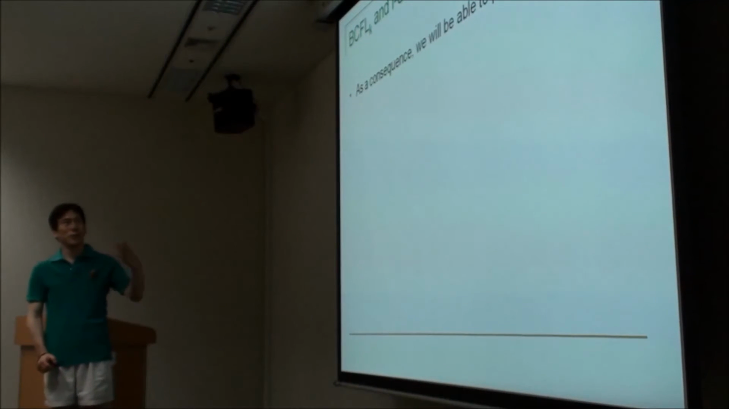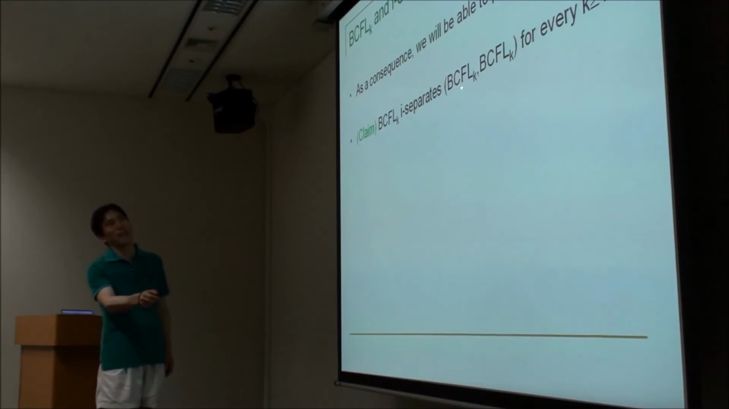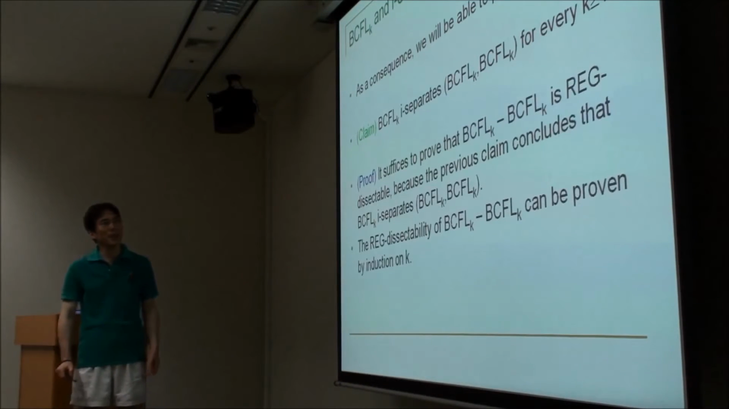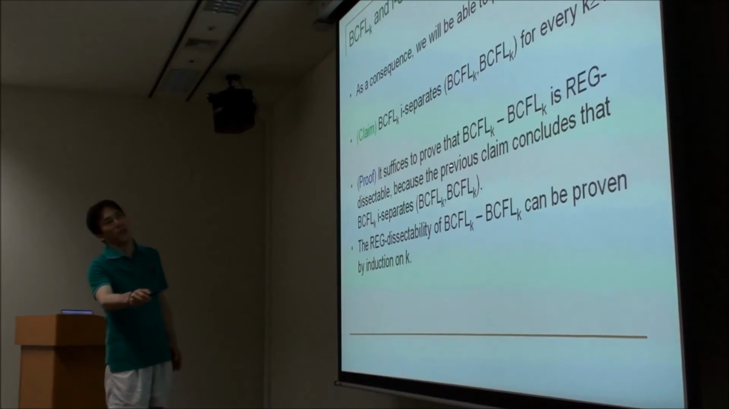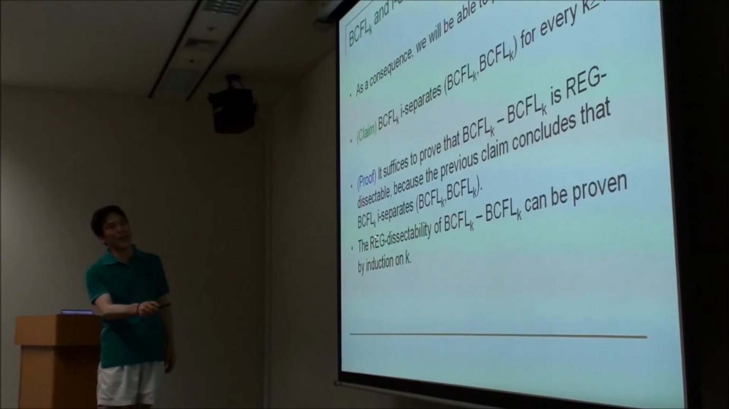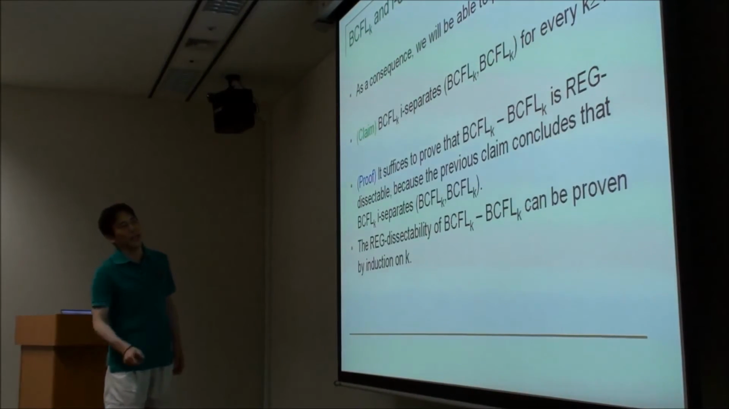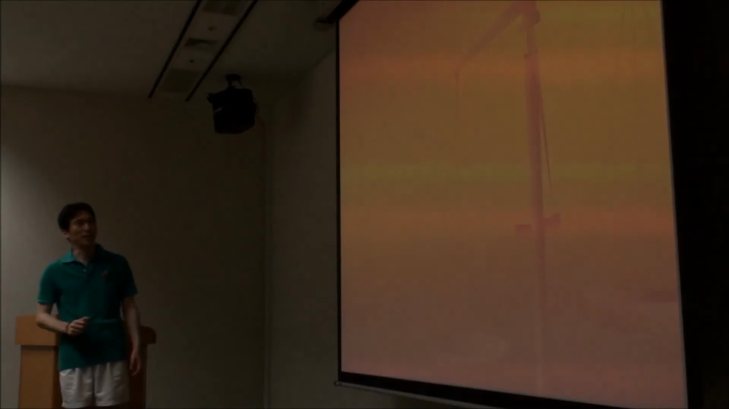Now we state the separation result. BCFL_K I-separates BCFL_K comma BCFL_K for every level K. The proof follows the previous claim: to prove this, we simply prove that BCFL_K minus BCFL_K is regular dissectable. This automatically implies that BCFL_K I-separates this pair. This one is actually proven by induction on K, so it's not that hard.